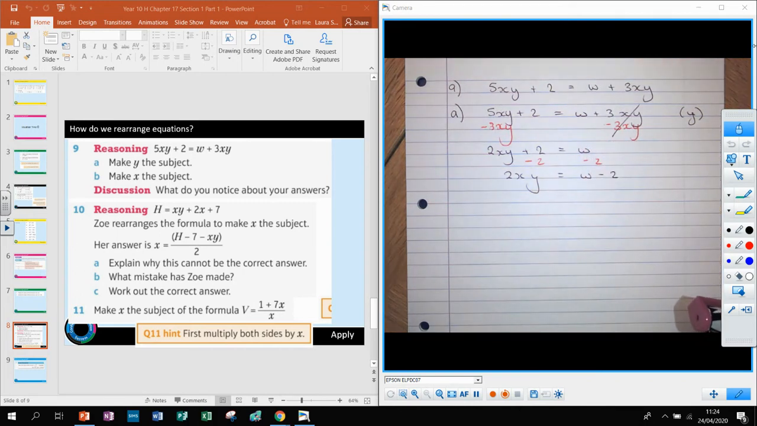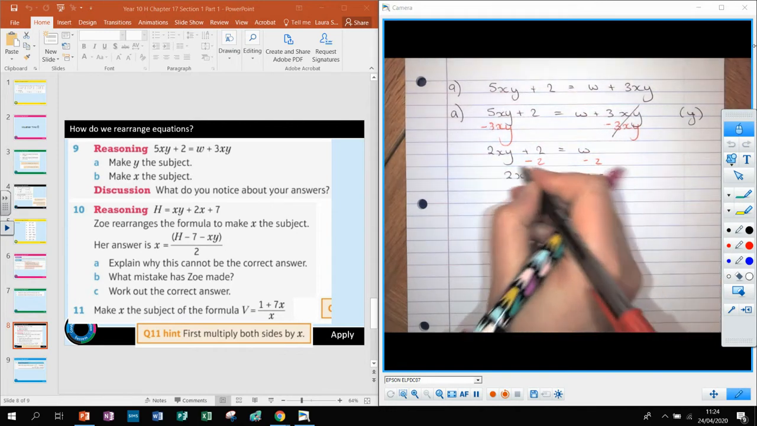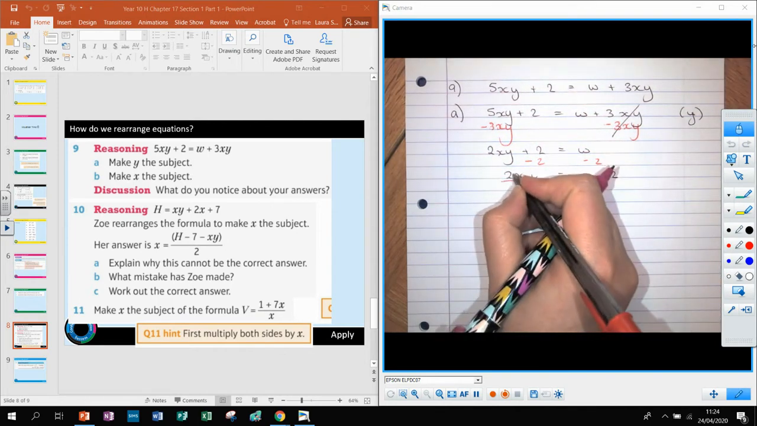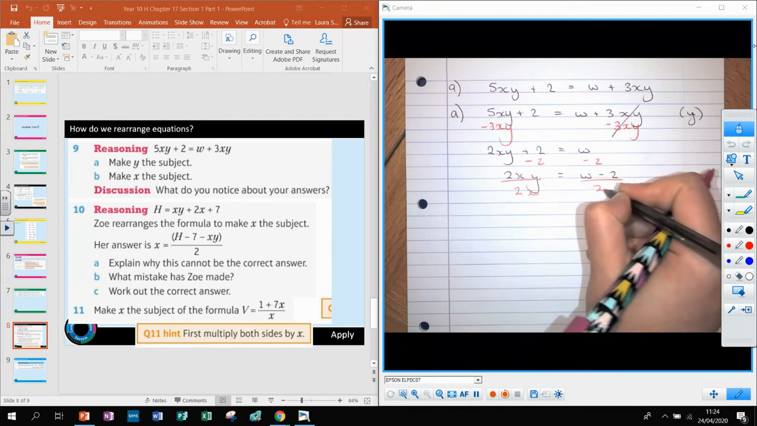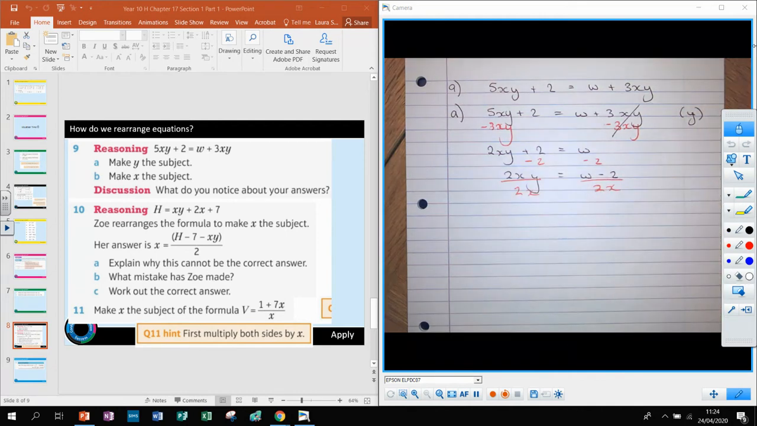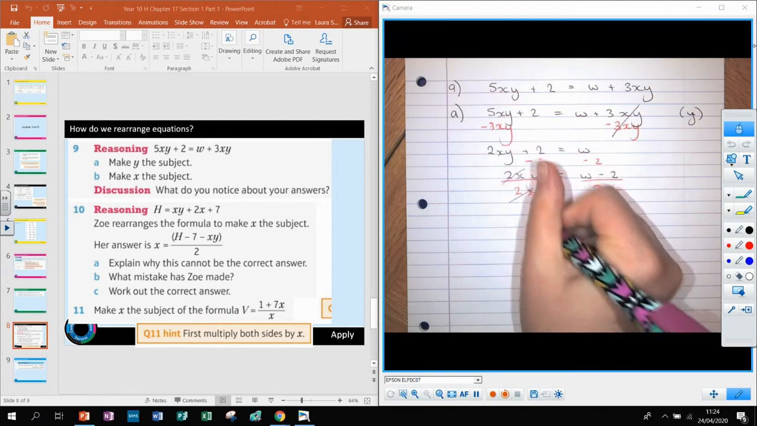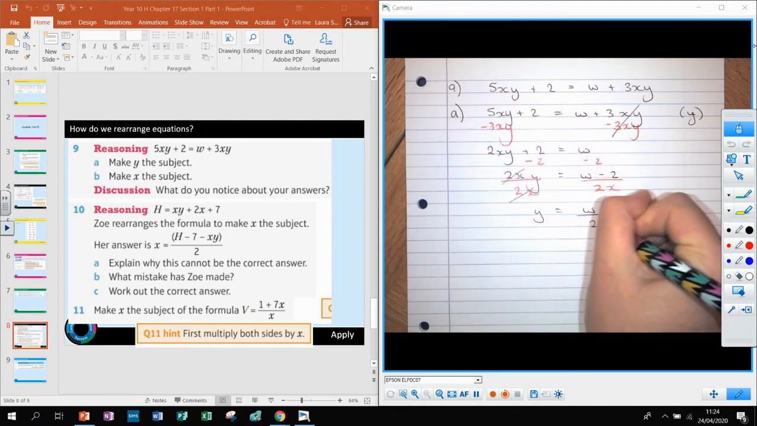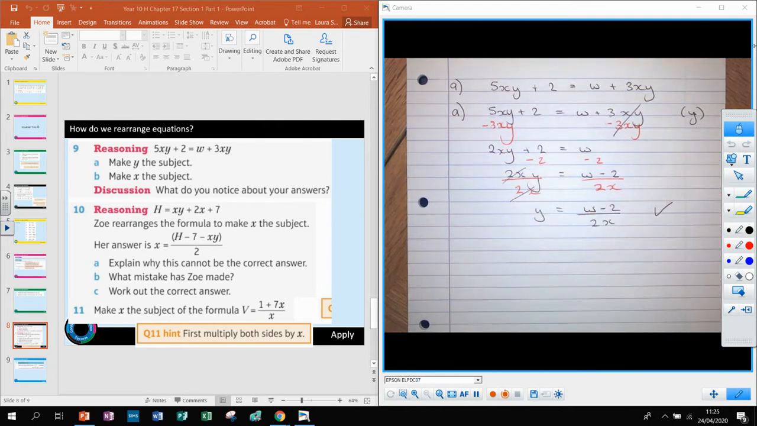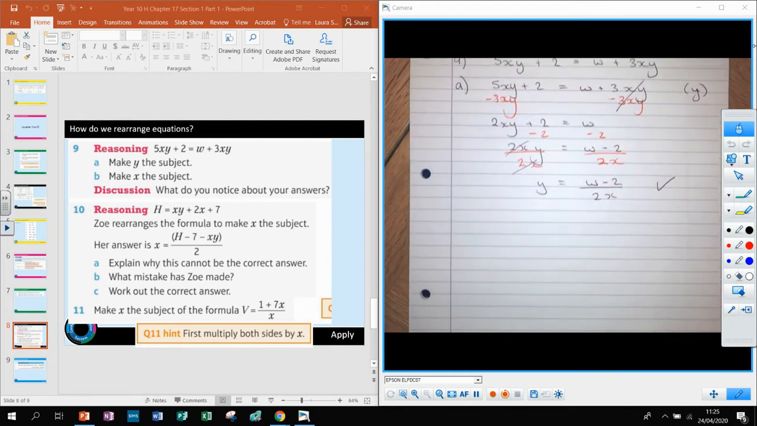Now, to get y by itself, I can divide by 2x because this means 2x times y. So we divide by 2x on both sides. And that gives us, when those cancel out, y is equal to w minus 2 all over 2x. And that is finished. Okay?